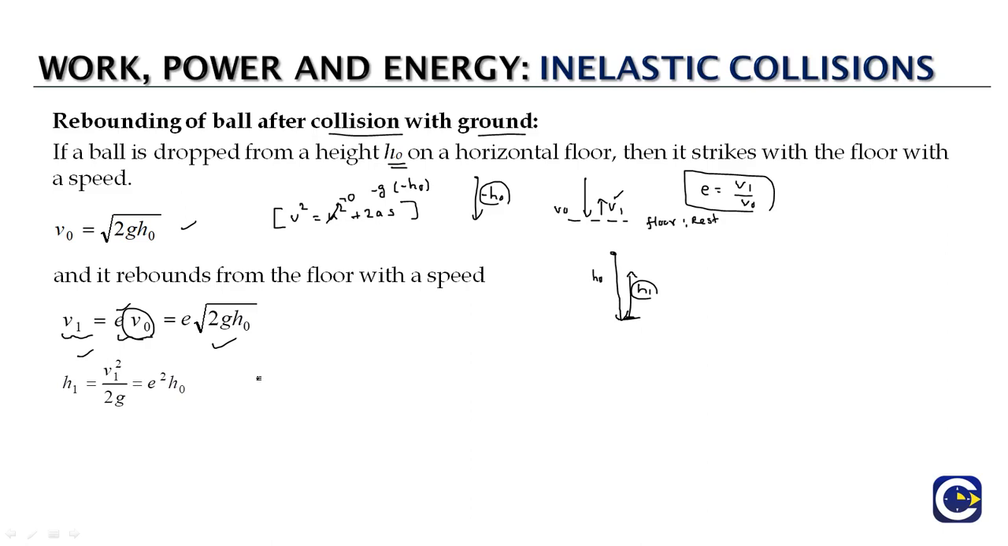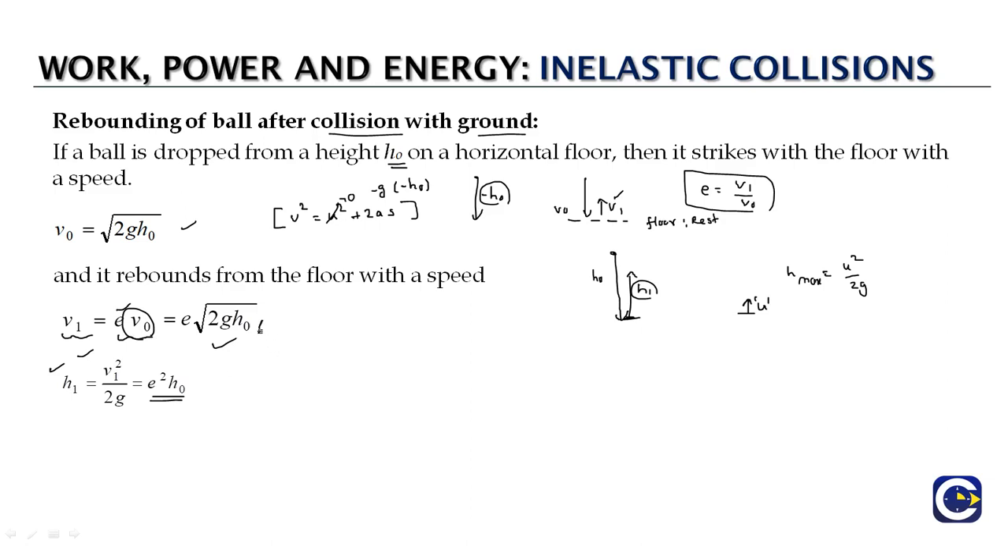If you throw a particle with a speed u from the surface of the ground, then it will be going to a maximum height, H max, equal to u square by 2g. So the maximum height the particle can go with this speed V1 will be V1 square by 2g, and V1 square is the square of this, and on substituting the value, 2g and 2g will get cancelled. So finally H1 will be equal to E square into H0. So the results that we have are V1 equal to E times V0, and H1 equal to E square times H0.